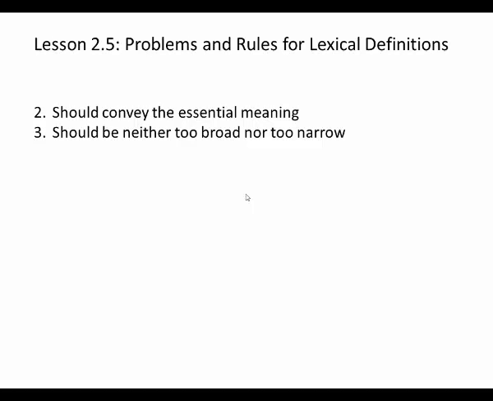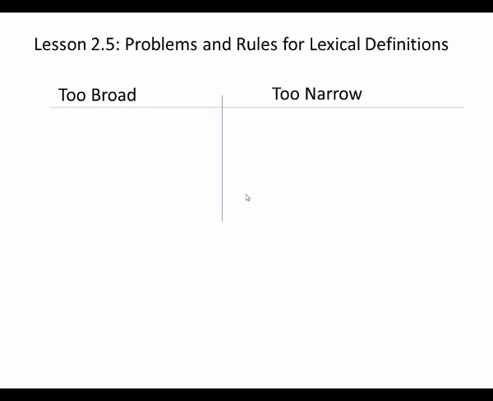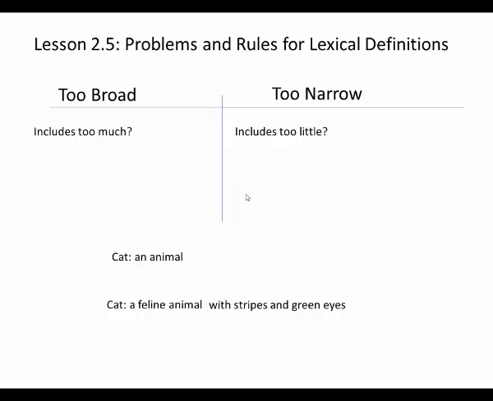So now let's get into what is meant by too broad and too narrow. One common way of explaining this distinction is to say that a definition that's too broad includes too much, and a definition that's too narrow includes too little. I'm a little worried about that description, that it could be a little misleading. Let me give you an example to show you why. If I offer the definition that a cat is an animal, and then someone else offers a definition that a cat is a feline animal with stripes and green eyes, which of those definitions includes more?